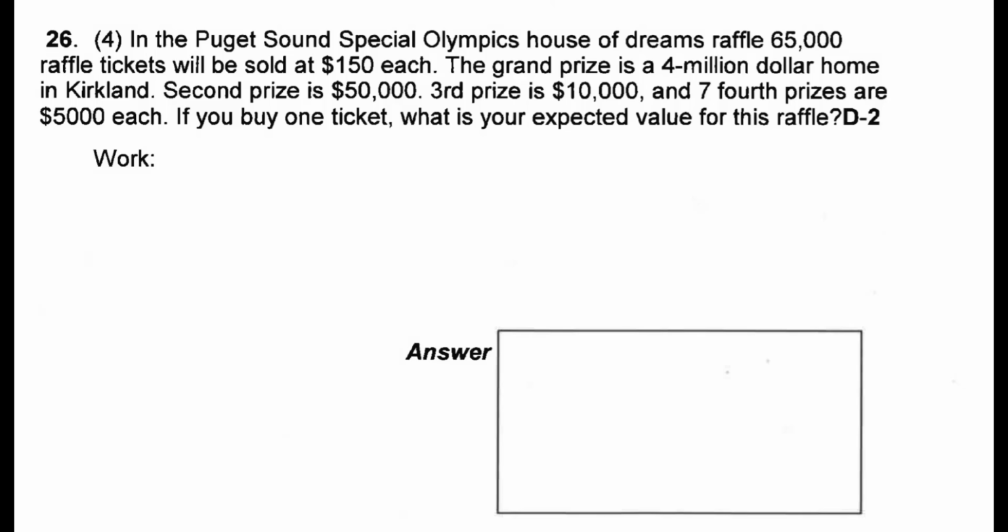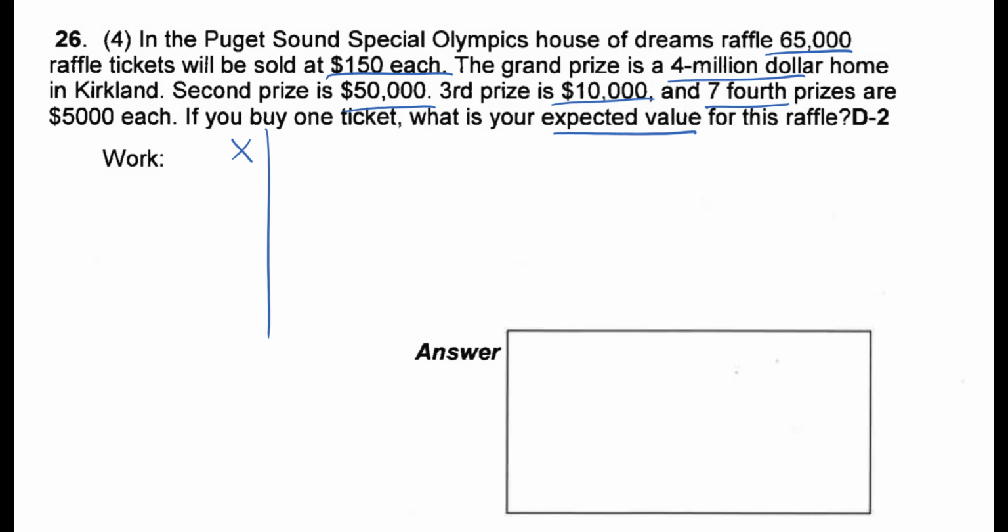All right, let's take a look at this Puget Sound Special Olympics. We've got 65,000 raffle tickets sold at $150 a piece. There's a grand prize, which is $4 million. Second prize is $50,000. Third prize, $10,000, and fourth prizes, $5,000. There are 7 fourth prizes. Okay, so there's one each of the others. So we need to calculate an expected value for this raffle, buying one ticket. So we could do this with the probability of getting that.